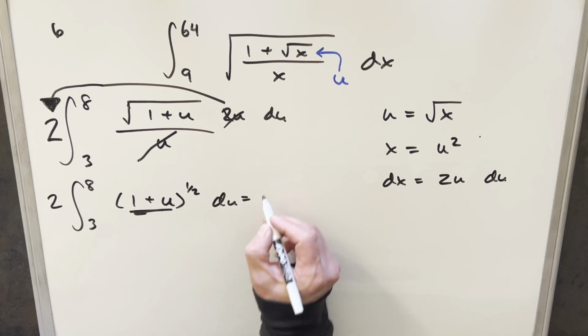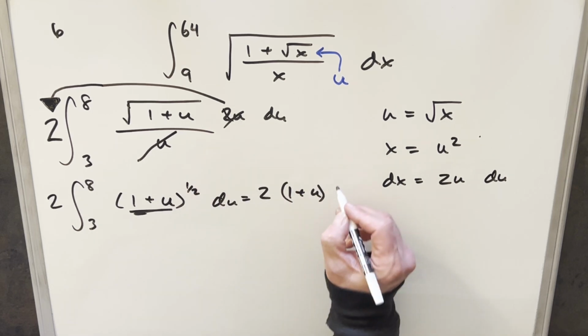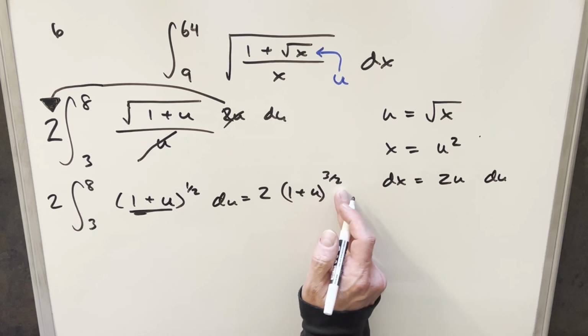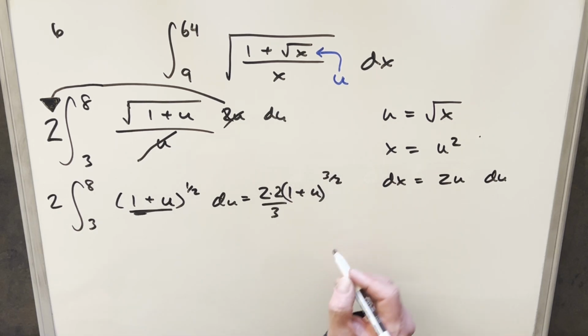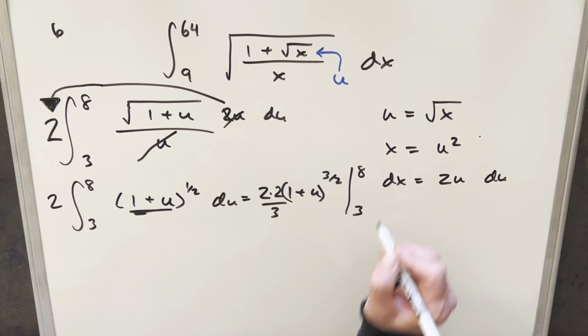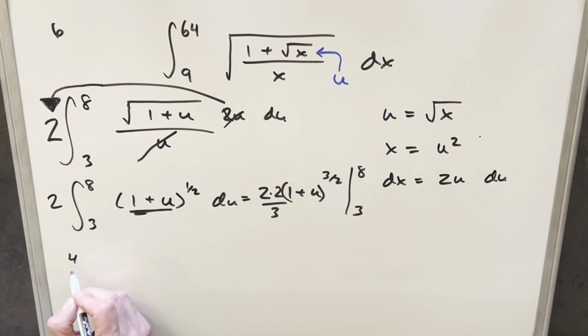So doing that, we'll have our 2 out front. Integrating this, we're going to have 1 plus u to the 3/2 by the power rule, but we need to take the reciprocal, so I'll multiply by 2 over 3 here. We just need to evaluate this from 3 to 8. Then we'll do this carefully, multiplying 2 times 2/3. This is going to give me 4/3 in front here.